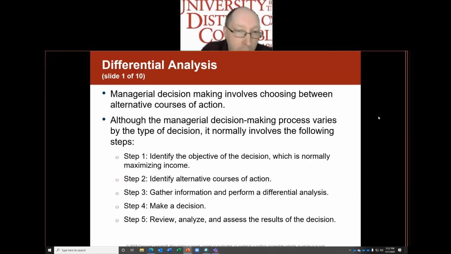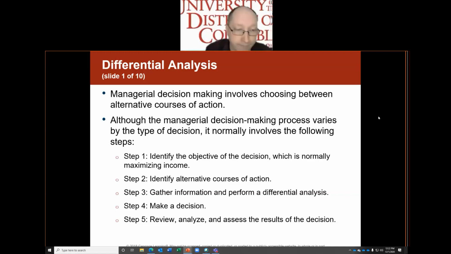There's a lot of potential impacts on the business between making a decision between two choices. So, what are the steps that we need to take in making this type of decision? Step one is we identify the objective of the decision. Why are we making this decision? And what choice will maximize our income, right? That's the objective of business. We want to maximize profit. We want to maximize income. So step one, why am I making this decision? Which one will maximize my income?